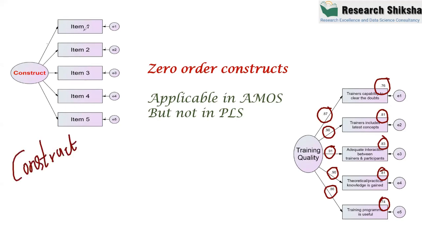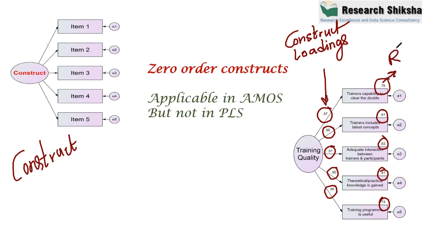When you run this construct, you will have some items. Now I'm explaining what the items are. These numbers are known as construct loadings. So I'm writing here, this is known as construct loadings. And these numbers are known as R square. Whenever you analyze the construct, you can see two numbers: the first is the construct loading, and the second is R square.